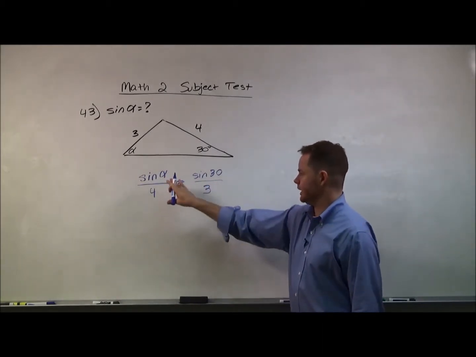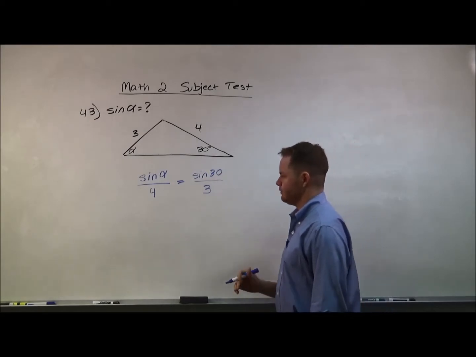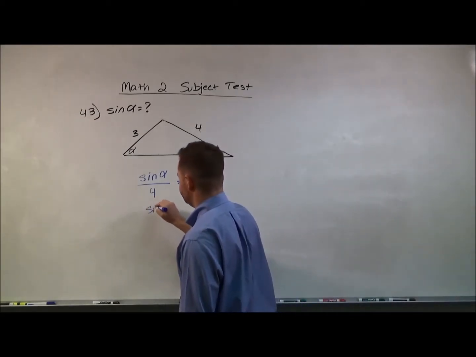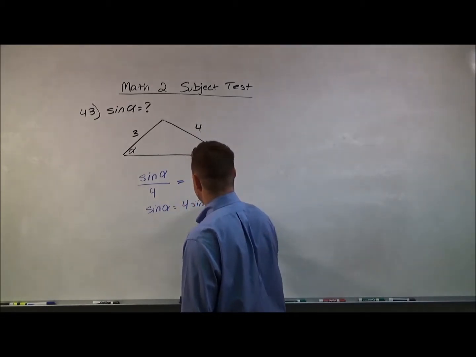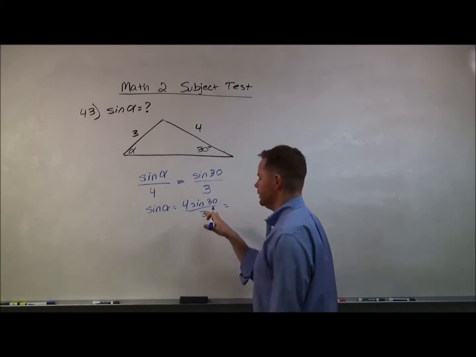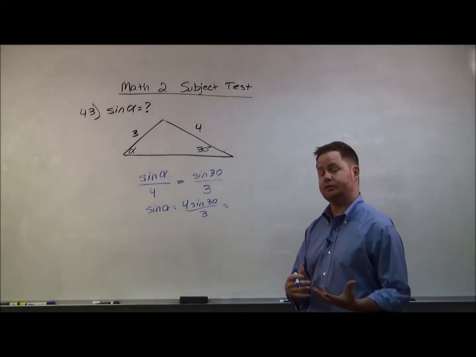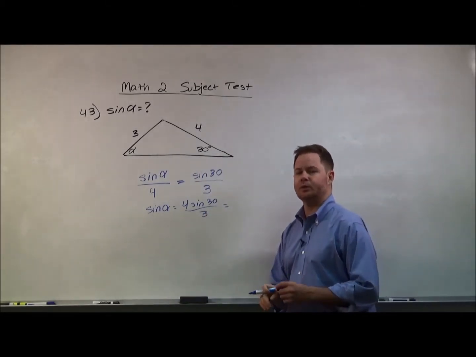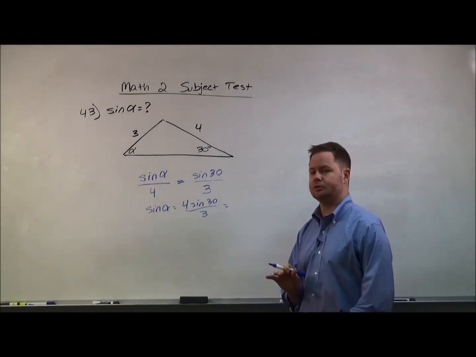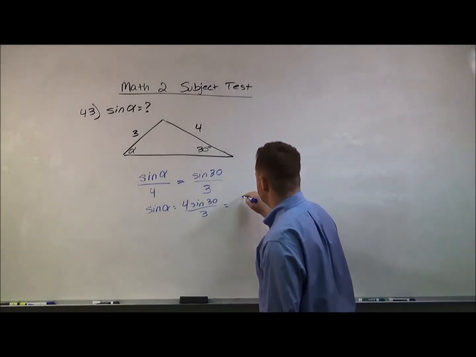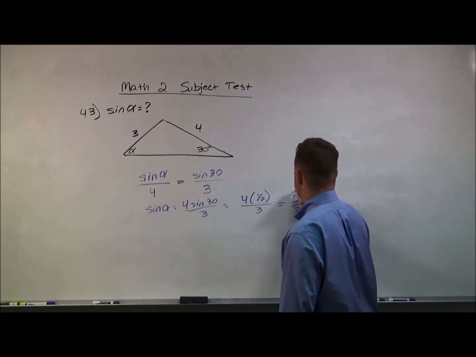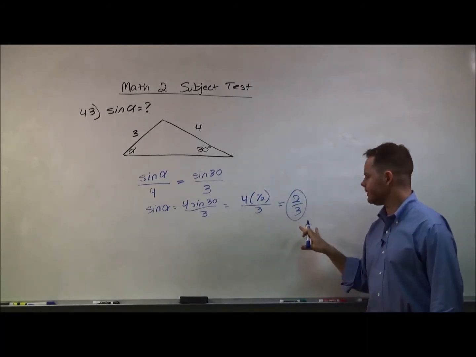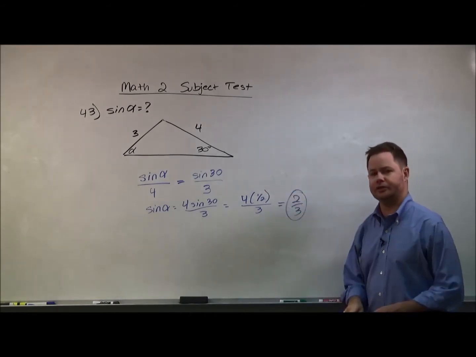And so to solve for sine alpha, we're multiplying times 4 on the other side to get sine alpha by itself. And we have sine alpha equals 4 sine 30 over 3. The sine of 30 you can use a calculator to figure out, but if you know your unit circle really well, which heading into the Math 2 exam is certainly something you should be familiar with, then we know that sine of 30 is equal to 1/2. And 4 times 1/2 is 2. So we're left with 2 over 3 as our final answer for the sine of alpha on this triangle.